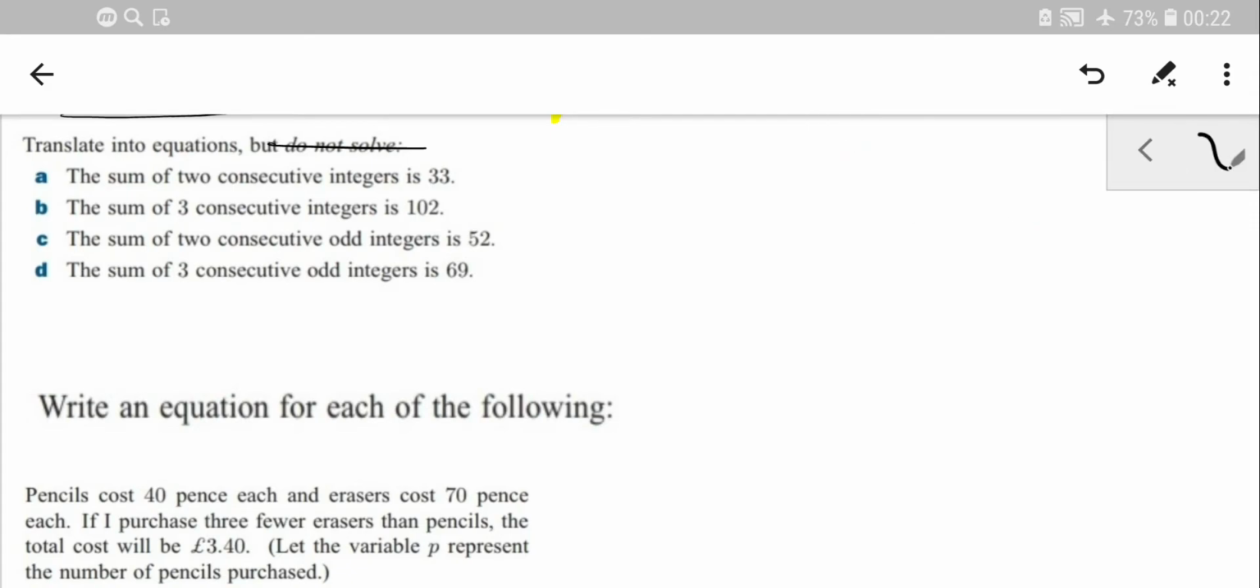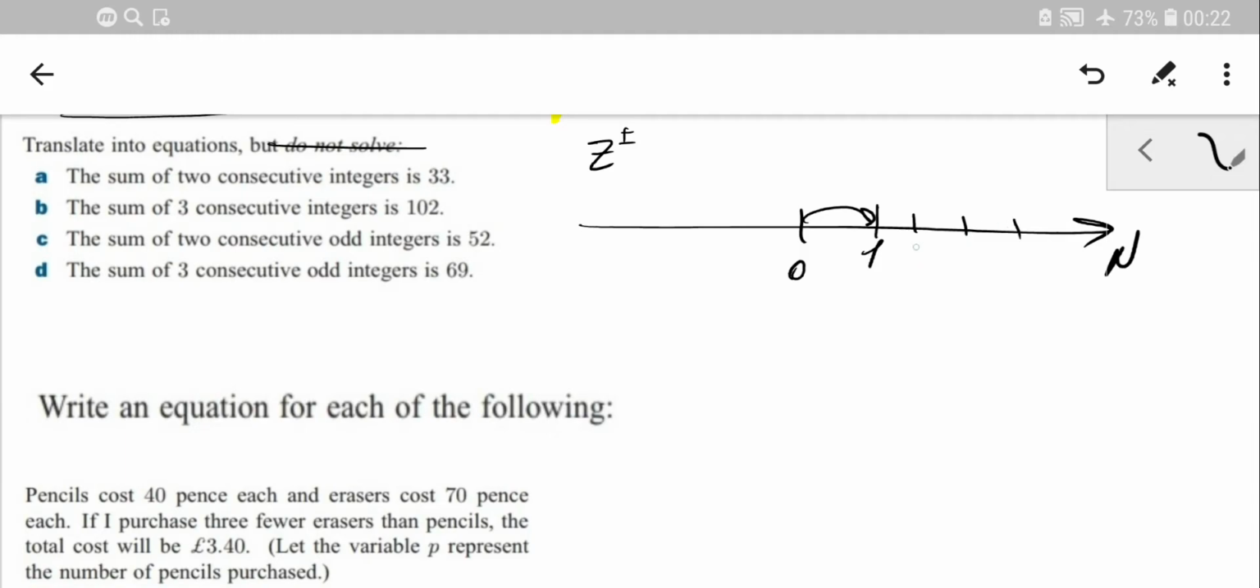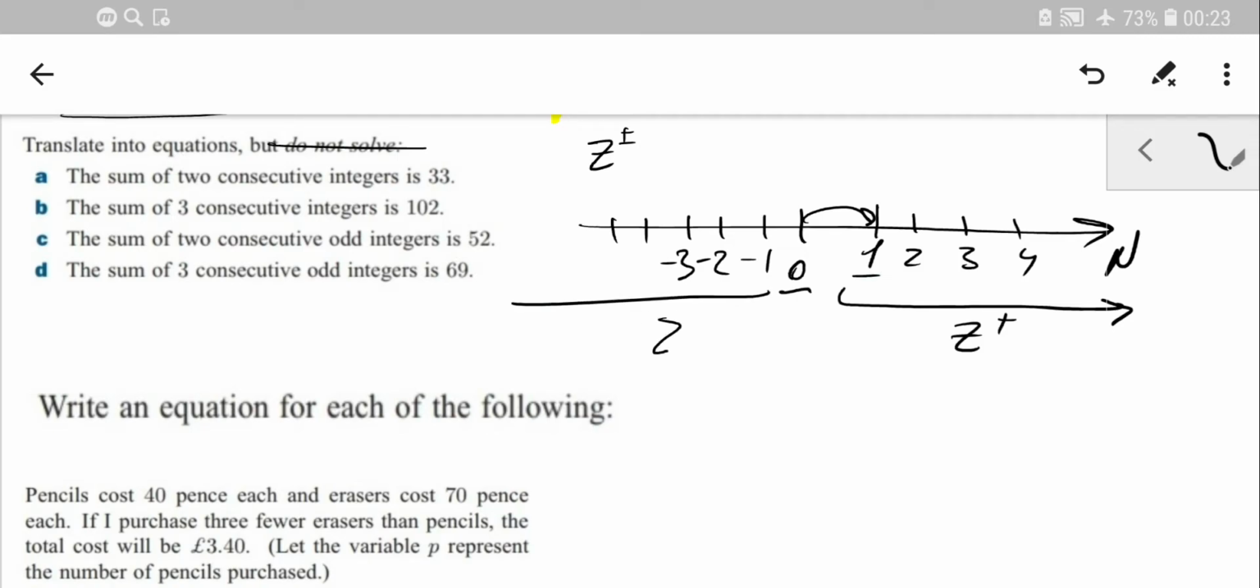So the sum of 2 consecutive integers is 33. So first of all, integers, you remember, we put Z plus or minus. So basically integers is your number line with step 1 to the right side, 1, 2, 3, 4, including 0, and to the negative side also. -1, -2, -3. You know that 0 is just neutral, but however it's an integer. So this is Z plus direction starting from 1, and this is Z minus.